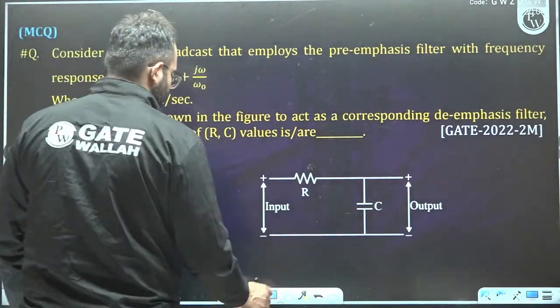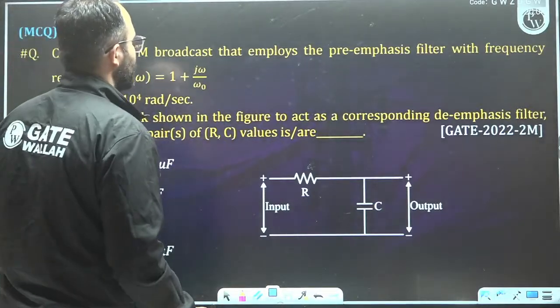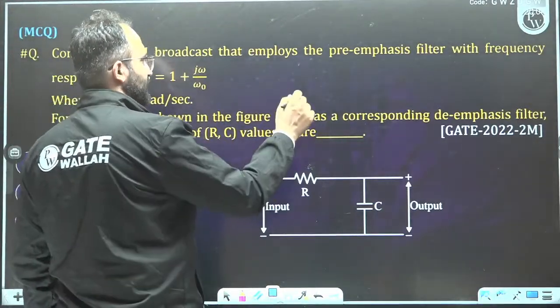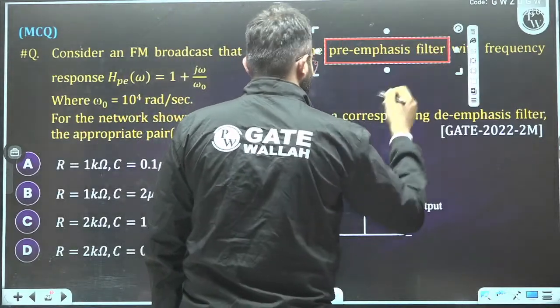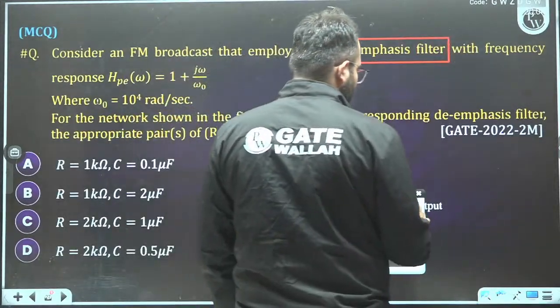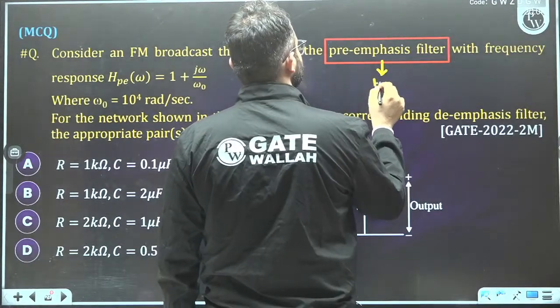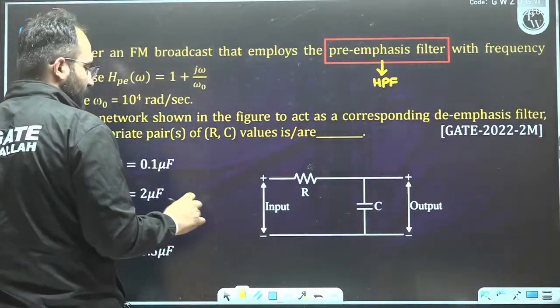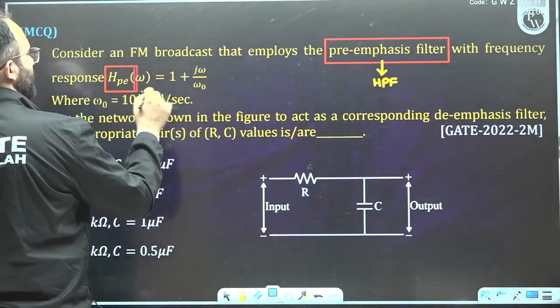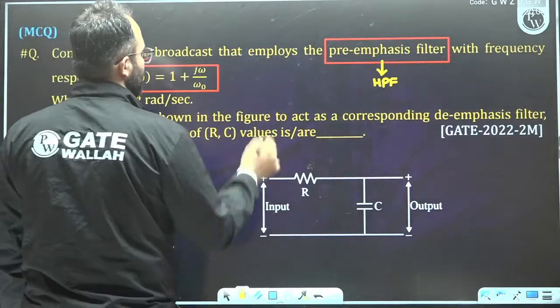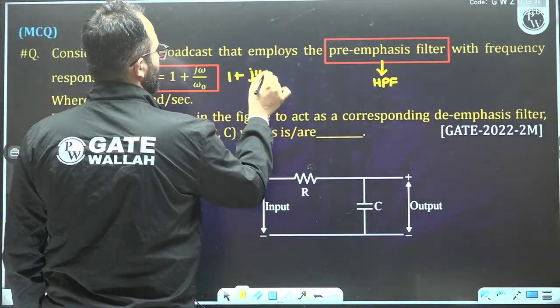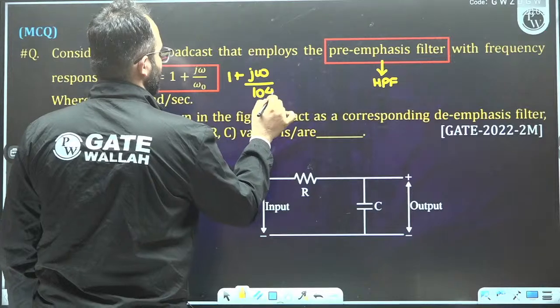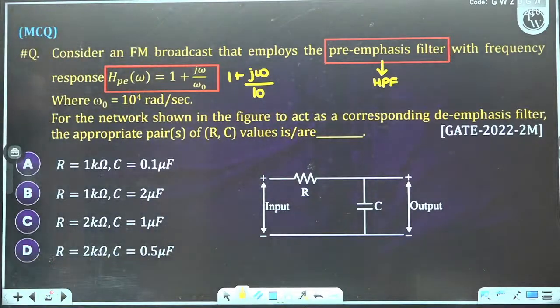Perfect. Let's solve the question. Consider the FM broadcast that employs a pre-emphasis filter. Now what is pre-emphasis? Pre-emphasis is a high pass filter, as we all know, with the frequency response of this. The frequency response is also given, that is 1 plus j omega upon 10 to power 4. This is your H(omega), the frequency response of the pre-emphasis.